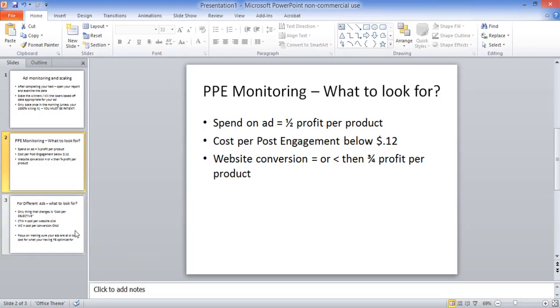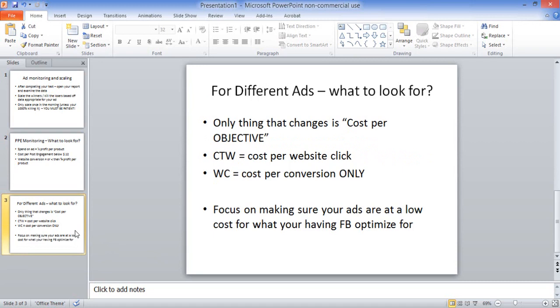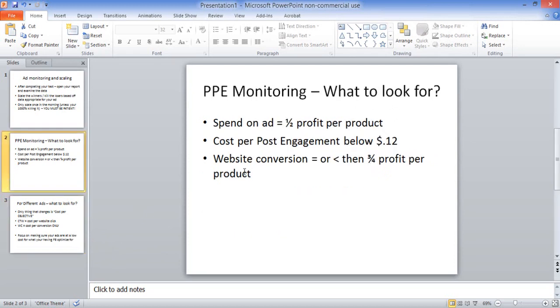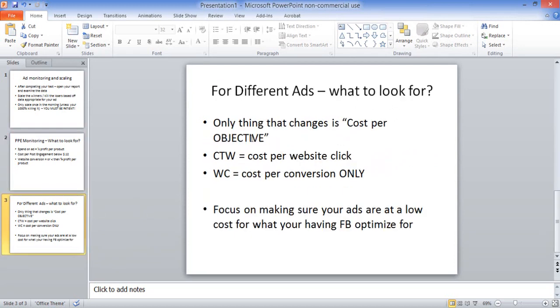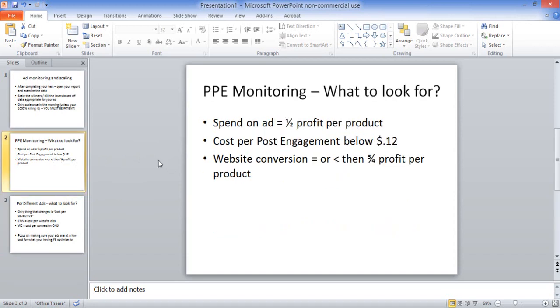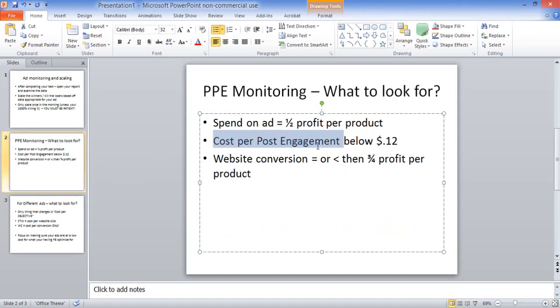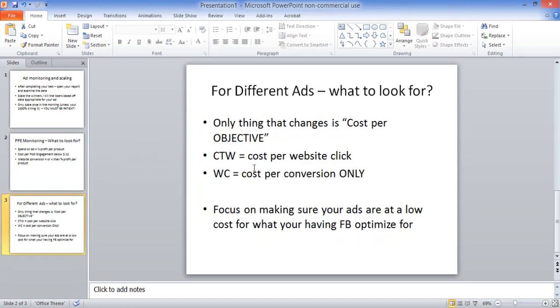Real quick, let's go back in here. I touched on it a little bit before, but for different ads, what do you look for? The only thing that changes from these metrics is the cost per objective piece. So for a click to website, you're going to be looking at the cost per website click. For a website conversion, you're just going to be looking at the cost per conversion only. That is the piece here where you're talking about looking at page post engagement. On these different ads, these are the ones you'd be looking at.